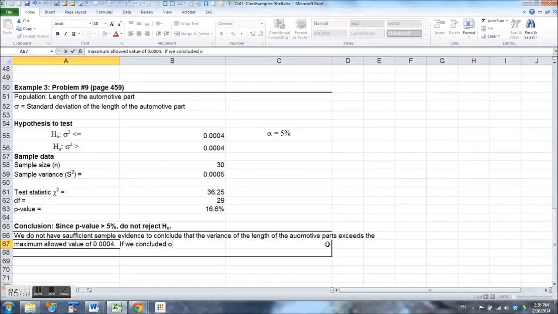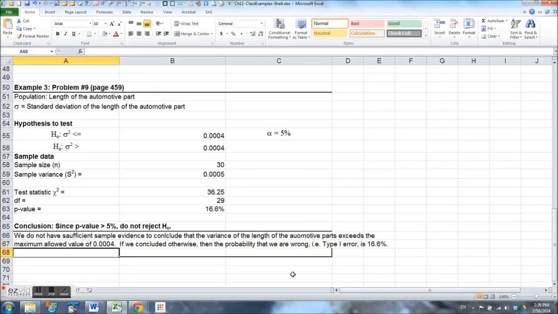If we concluded otherwise, then the probability that we are wrong, that is the type 1 error, is 16.6%.